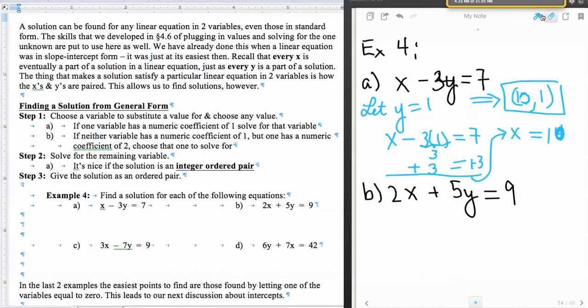All right, our next task is to do the second problem down here. So again, I can choose to plug in for the x or the y. It's totally up to us. However, it's easier to plug in for the y's in this equation as well, because the numeric coefficient of x, even though it isn't a 1, it's a 2. And finding numbers that easily divide by 2 is much easier than finding numbers that easily divide by 5. So I'm again going to choose to plug in for y.